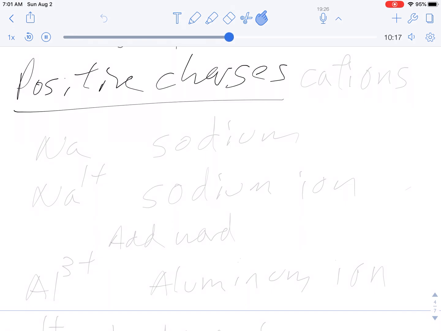Okay? We call these cations. Okay? How do I know they form cations? Well, write the little positive symbol, and then it makes a little cat. Okay, so positive charges form cations.